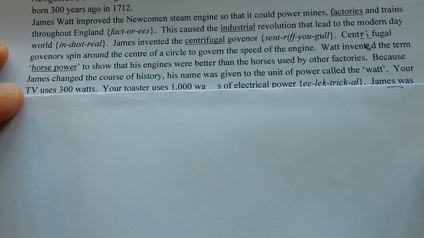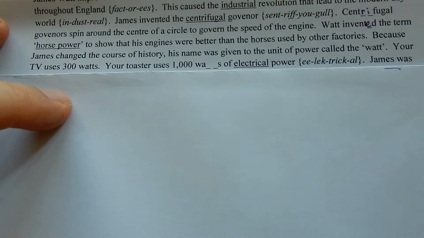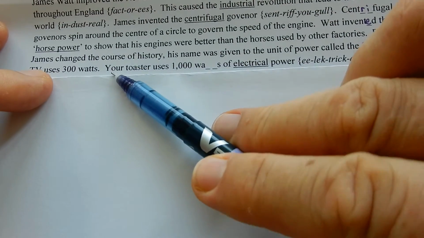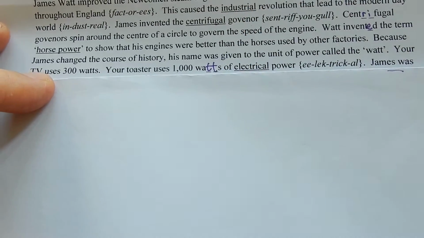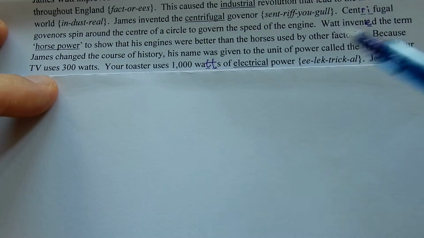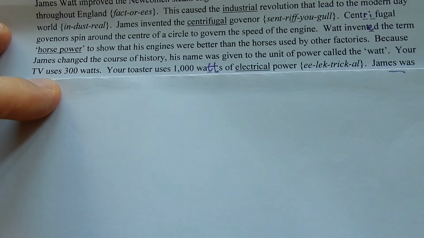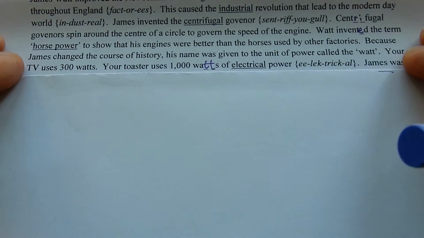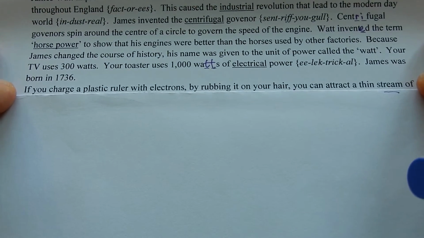Your TV uses 300 watts. It says on the back on a metal plate, it will say 300 watts or maybe 400. Your toaster uses 1000 watts. Toasters use a lot more because they turn electrical power into heat energy. Toasters cost a lot more, but you don't have the toaster on for 4 hours. James was born in 1736.